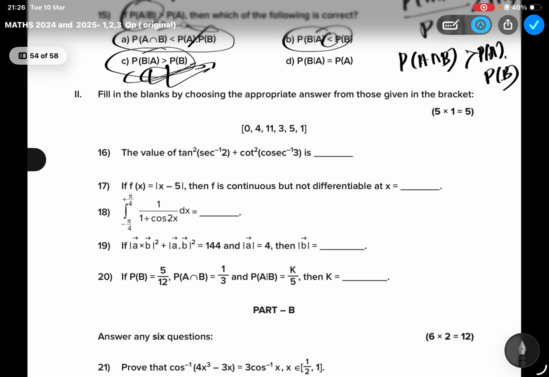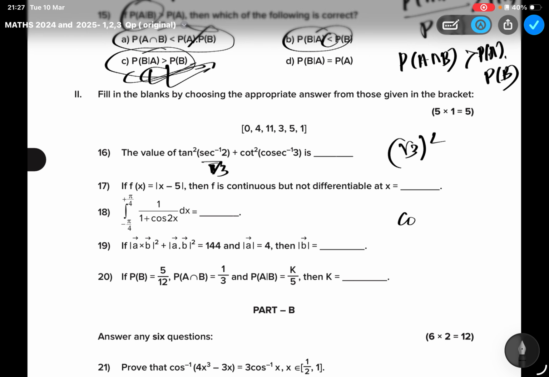Now fill in the blanks. Tan square of sec inverse 2. When will sec inverse 2 come? Pi by 3. Tan square, tan pi by 3. What is tan pi by 3? Root 3 square. Cot square of cosec inverse of 3. Here is the biggest question. Cosec inverse of 3 is defined. Cot square of cosec inverse of 3.